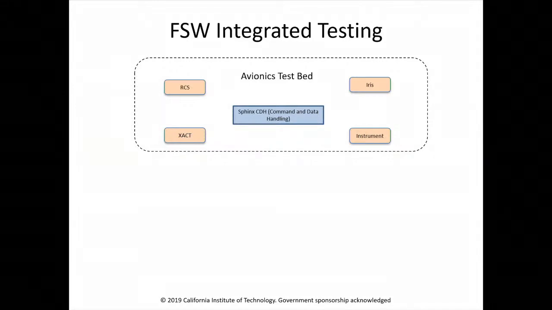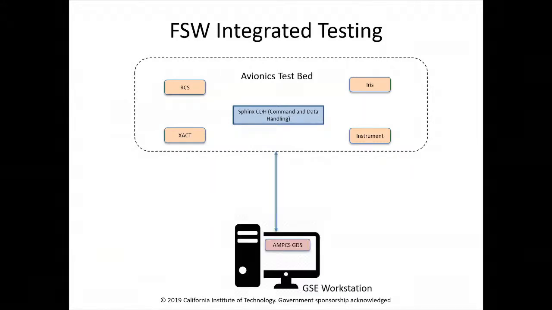We do run on the flight hardware, the avionics testbed, or the ATB for short. Here you have the Sphinx platform. We have the Iris radio, some instruments, the RCS propulsion system, and the EXACT. All this is connected to the ground system, which is just running AMPCS. Then we have functional and integration testing scripts where we can automate the sending of commands and verification of the command responses and telemetry. The neat thing about this is that since more than half of our code is shared, we can reuse the script that's written for Lunar Flashlight with NeoScout.